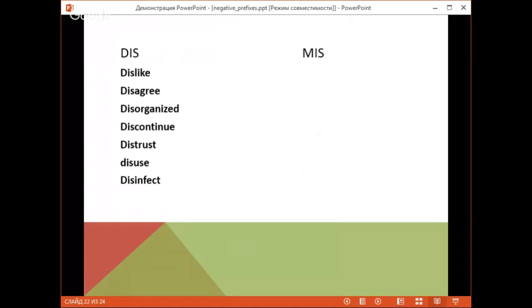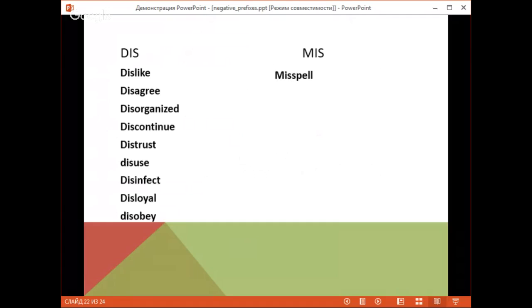disinfect, that is clear, to separate from infection, to remove the infection. Disloyal, when the person doesn't have loyalty. Or disobey, when the person doesn't obey your instructions, doesn't listen to you, and actually does what he or she wishes. Speaking about the prefixes dis and mis, there are many verbs that can take both of them, but of course there is a slight difference in the meaning, and we're going to see some examples of that.